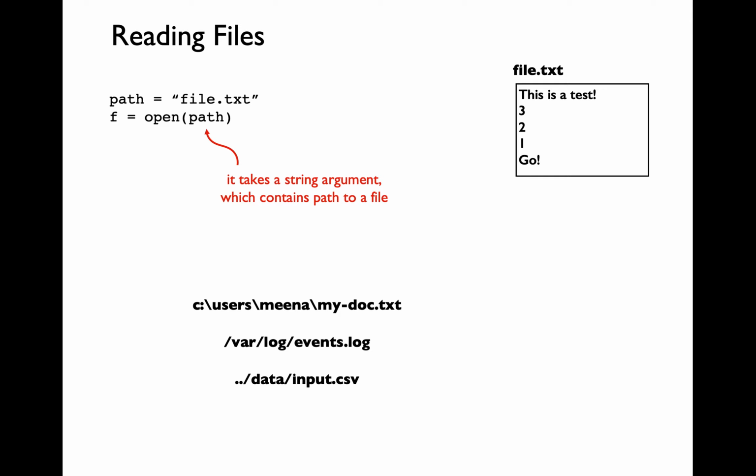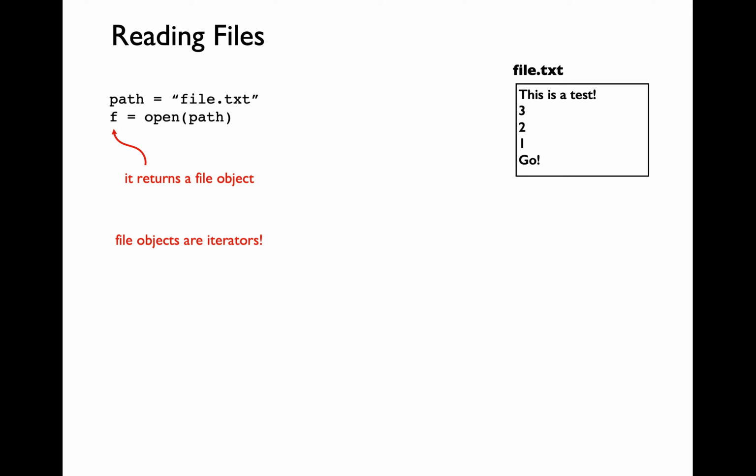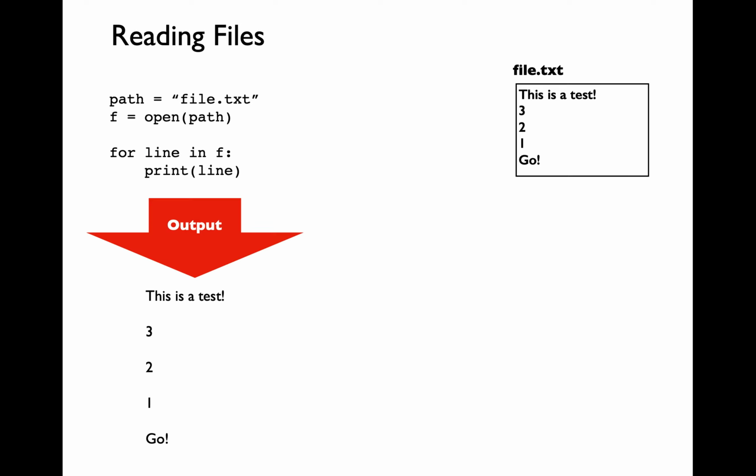The function clearly takes in a string argument which contains the absolute path to the file, and let's say for instance this is the content of the file. You have a bunch of lines over there. The file object that you get out of the open function call is actually an iterator, which means that you will be able to write a for loop to iterate over it, because recall that iterators themselves are iterable. So you can write a for loop saying, for line in f, recall that f is an iterator. You can then do things like print line.